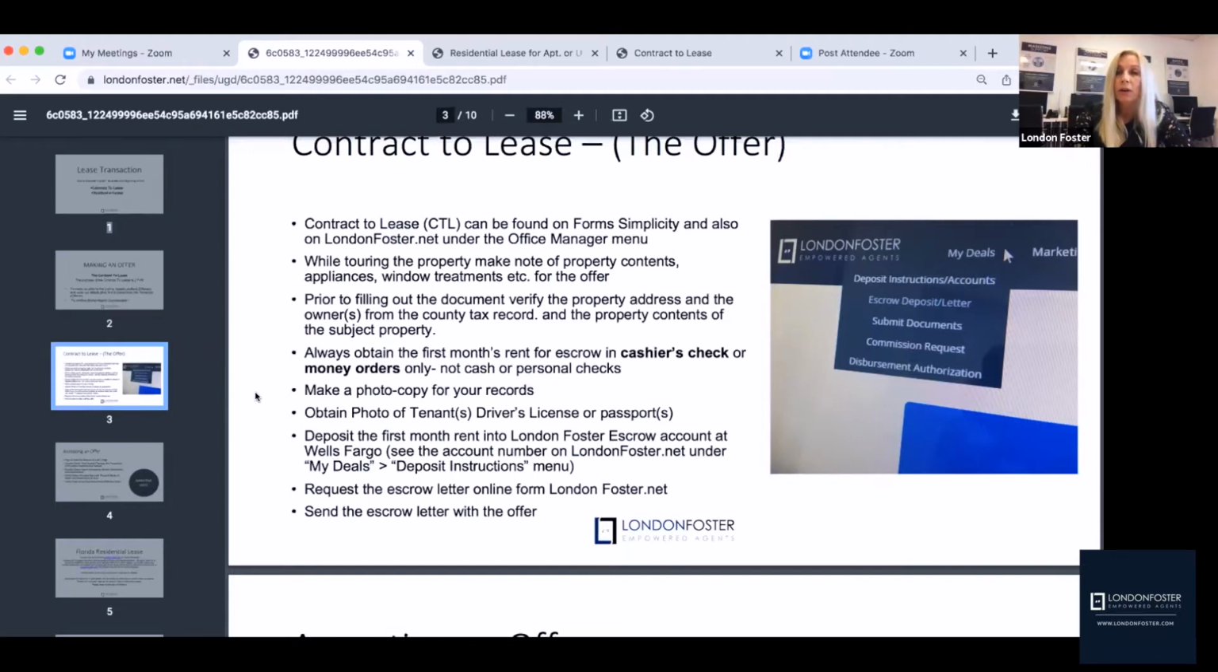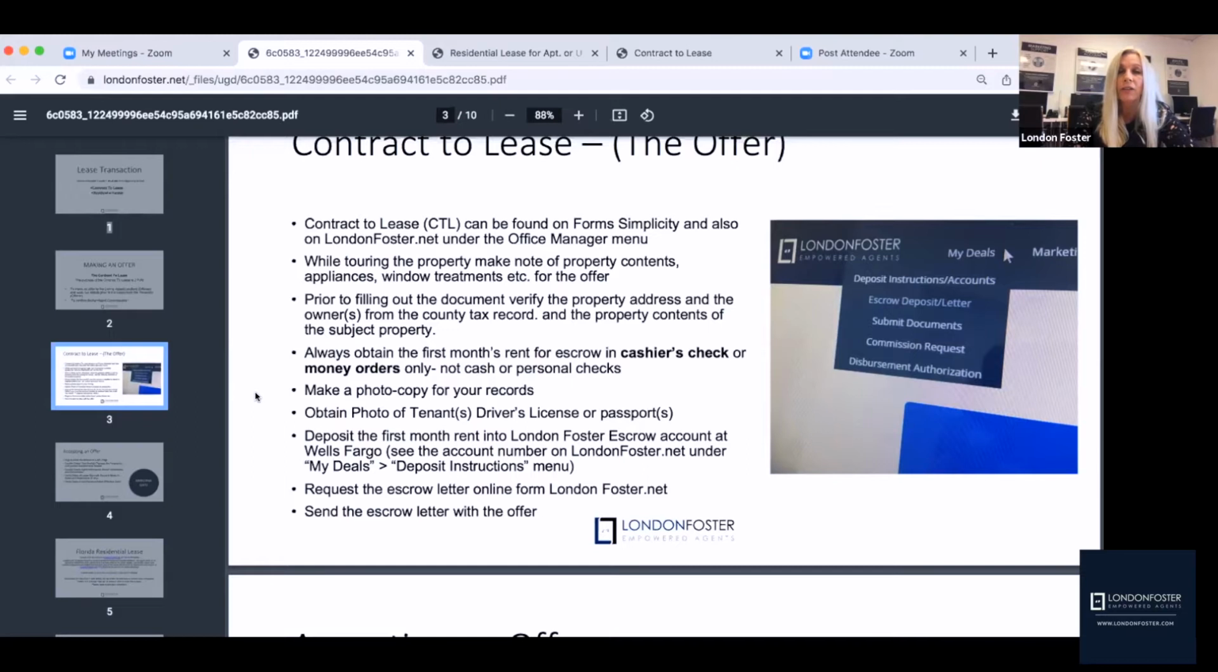Memo went over how to do the escrow. So again, you go to londonfoster.net, look under My Deals, and you'll find the escrow information, how to do that deposit. As he said, Bobby has a video there and you can walk through to do the escrow. You'll also want to request that escrow receipt as soon as possible, also on that same screen.